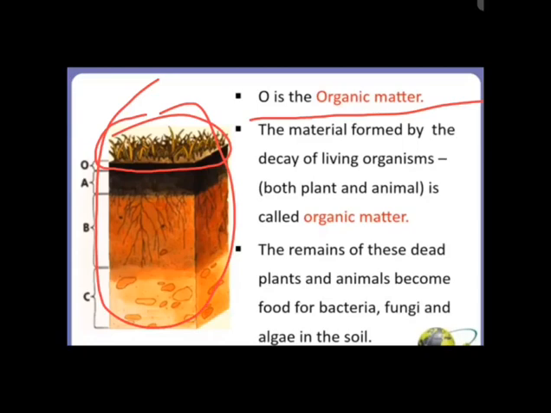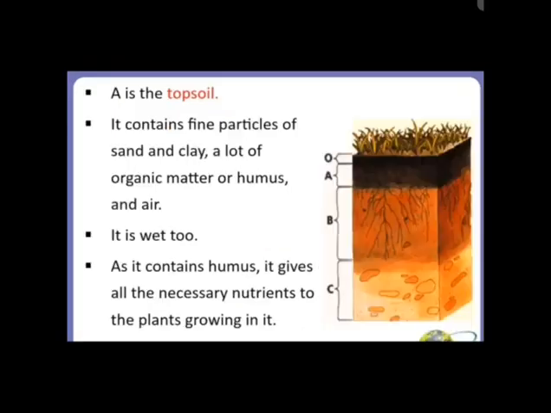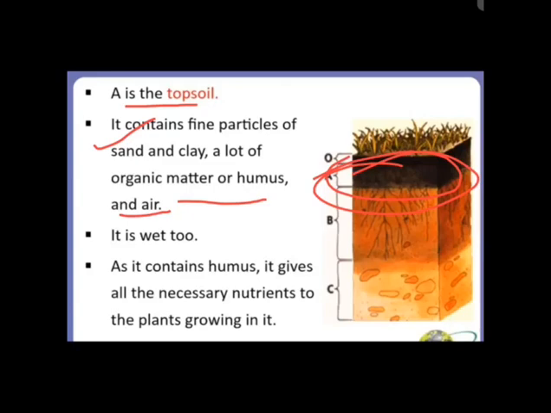Now the next is the A. A is the topsoil. This part A is the topsoil, and it usually contains fine particles of sand and clay, a lot of organic matter or humus, and air. So this layer consists of sand and clay particles, organic matter, which is also known as humus, and air also. So this is the topmost layer which is nearest to the surface, and it is loose, soft and dark in color.